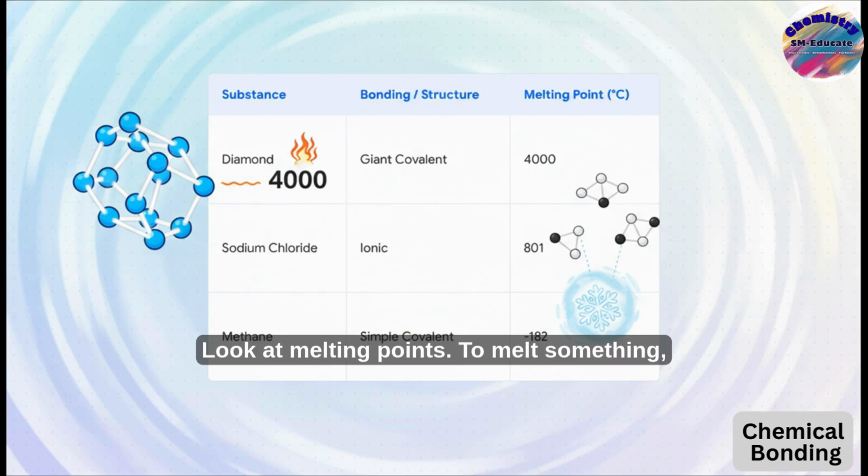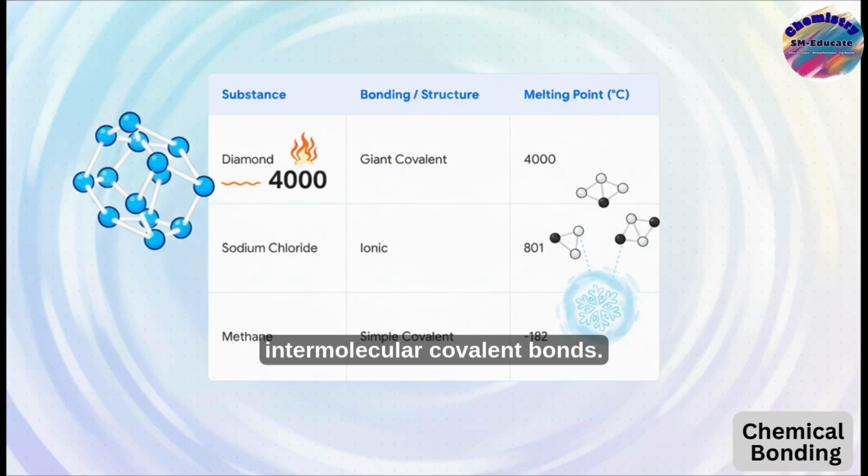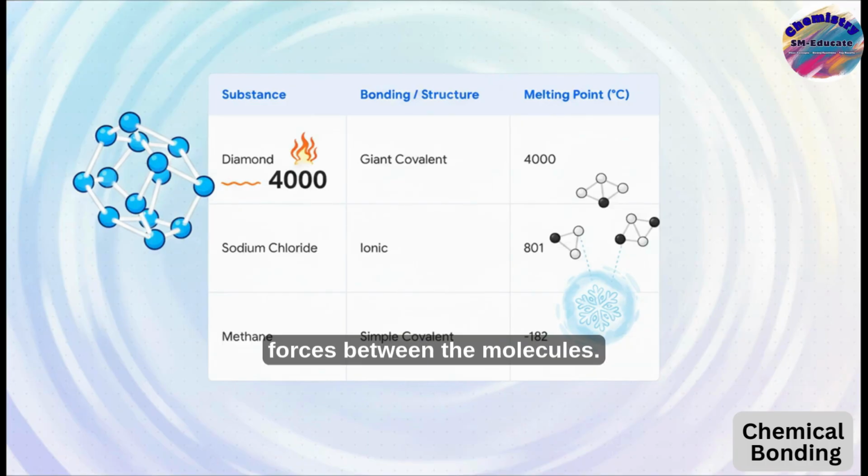And this is where the microworld just smacks right into our reality. Look at melting points. To melt something, you have to overcome the forces holding it together. For diamond, you have to break a massive network of super strong intramolecular covalent bonds. That takes a staggering 4,000 degrees Celsius. But for something like methane, all you have to do is overcome the super weak intermolecular forces between the molecules. That's why it melts way, way down at minus 182 degrees.